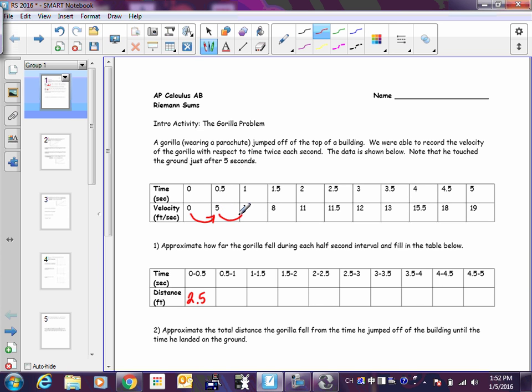Okay, now, using that same method, in the next half-second interval, right here, which of these two numbers should I pick if I'm going to be consistent with my method? 7. And remember, the time is always 0.5. So we're saying distance equals velocity times time, and time is always 0.5 or 1/2. So I should do 7 times 0.5, and I should get 3.5.